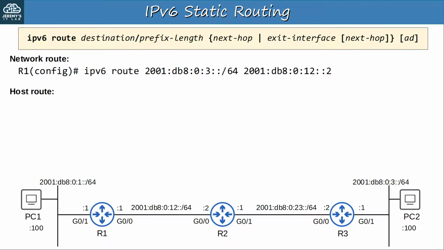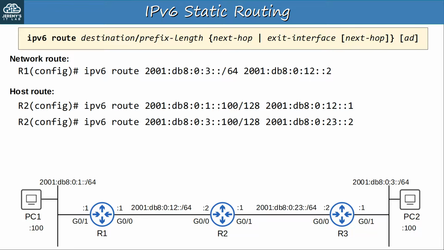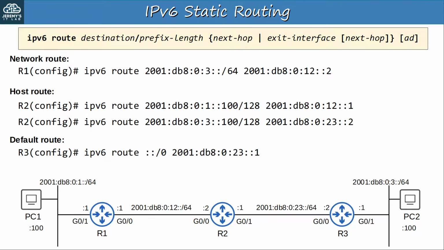Next up, a host route, a route to a single specific host. For example, let's configure host routes on R2, one to PC1 and one to PC2. Here's the route to PC1, and here's the route to PC2. Since there are probably plenty of other PCs in these networks, we wouldn't normally use host routes in a situation like this. We'd just configure two network routes on R2. But I just wanted to demonstrate how to configure host routes in IPv6 using a /128 prefix length. Okay, the next type is a default route. Let's configure a default route on R3. Here it is. Notice the ::/0, which is like 0.0.0.0/0 in IPv4.